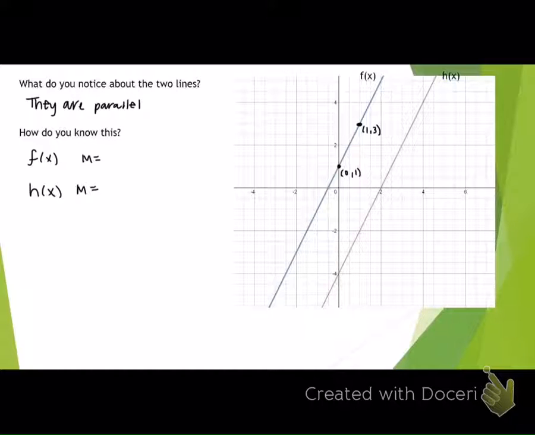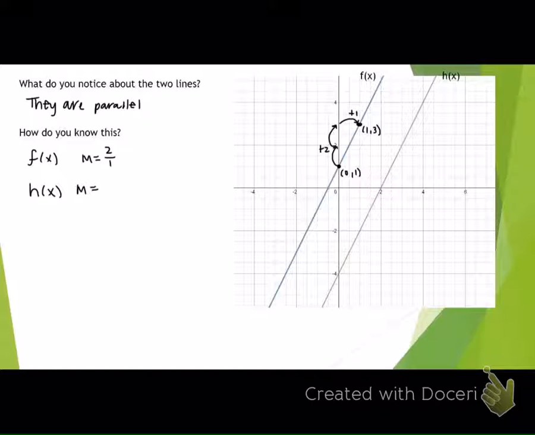Is that 2, 3? That is 3, right? Yeah. So it goes up 2 over 1. So it has a slope of 2 over 1.